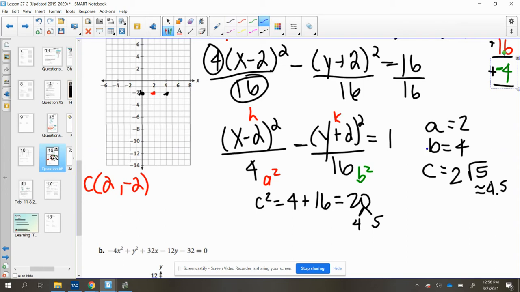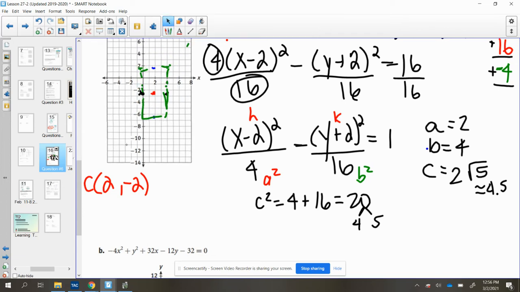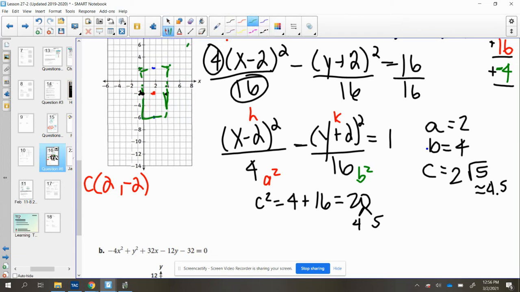And then parameter B is going to be what we call the conjugate axis. And that's going to be 4 units above and below. So 2 and negative 6. So now this is where kind of the fun part begins. You have this almost like little box being created right now. With the A parameters and B parameters, we're going to put this box in here. And where the diagonals of the box are hitting, we're going to sketch in our asymptotes.